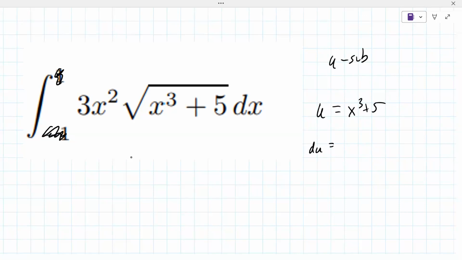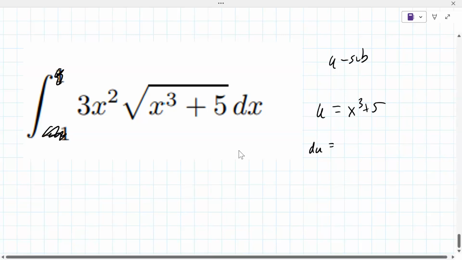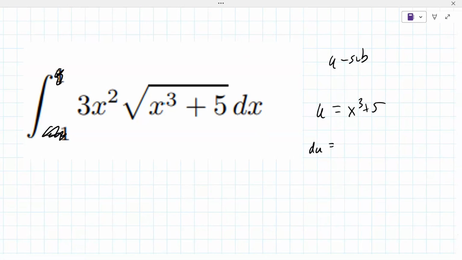How do you know that that's what we're substituting? Well, it's like a guess and check. You eventually learn that it's things that are in parentheses, under roots, in denominators, exponents, stuff like that. That's the whole challenge, is to figure out what the u is. So du equals 3x squared dx.